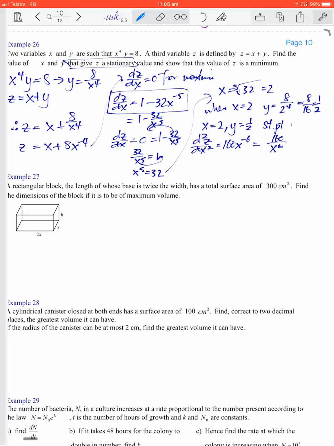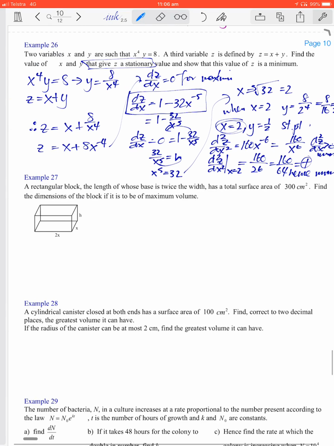Now, if we put in the point x equals 2, because that's where our minimum or maximum occurs, d squared z dx squared, given x equals 2, is 160 on 2 to the power of 6, which is 160 on 64. All we need to know is that's positive, therefore it's a minimum. Because if the second derivative is greater than 0, then the function at that point is a minimum.